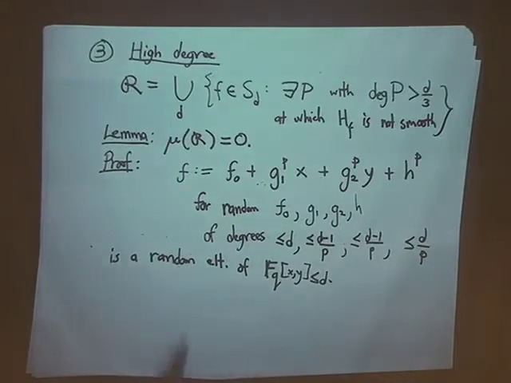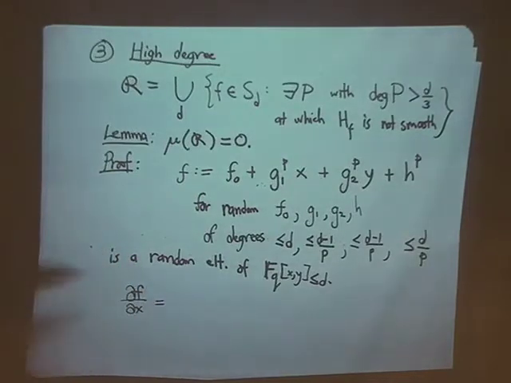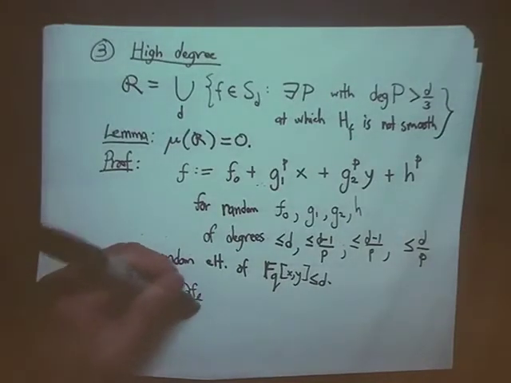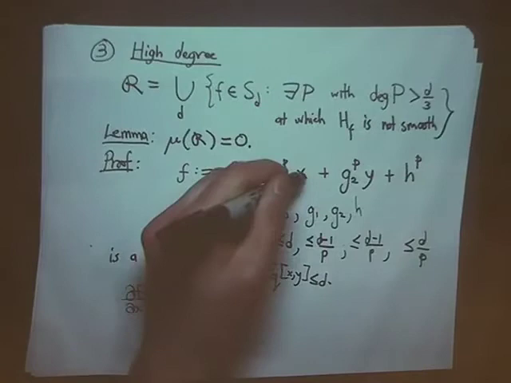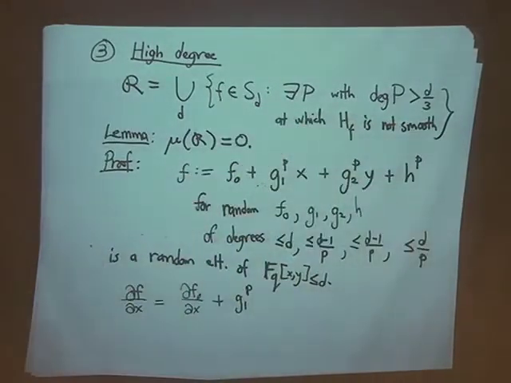But why would you ever want to generate a random polynomial in this way? The reason is that in terms of this, I can write down formulas for what the partial derivatives are. Here's the point: a pth power acts like a constant as far as taking derivatives is concerned. So the partial derivative with respect to x is the partial derivative of f0, plus, there's an x there, so you get g1 to the p. And the other things are just constants as far as x is concerned.